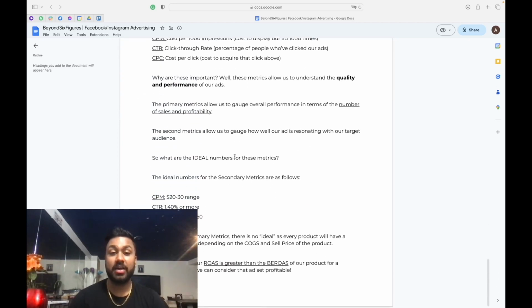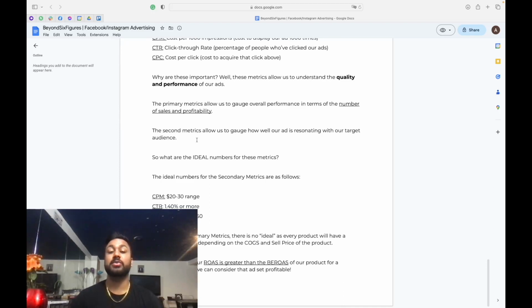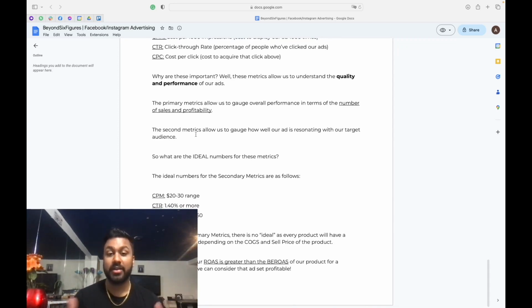And the secondary metrics allow us to gauge how well our ads are resonating with the target audience, right? So based on the current CPMs, based on the CTRs, and based on the CPCs, you want to see if your ads are actually performing well and people are actually loving your ads, right? And that's why it's super important to understand that.